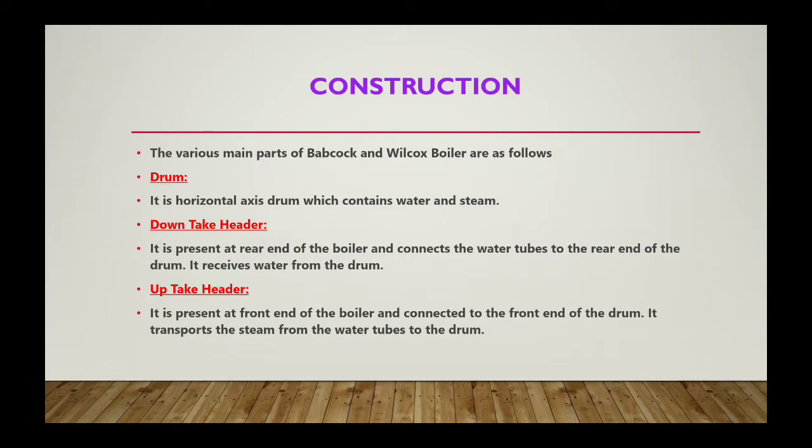So the downtake header is connected to the lower side of the water tube, and it receives the water from the drum. And now the uptake header: it is present at the front end of the boiler and connected to the front end of the drum. It transports the steam from the water tubes to the drum. So after producing the steam, the steam is supplied to the boiler drum by the help of the uptake header.